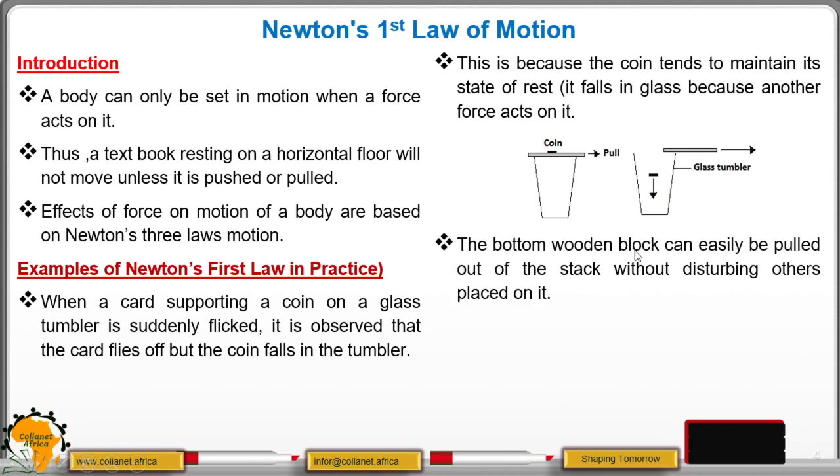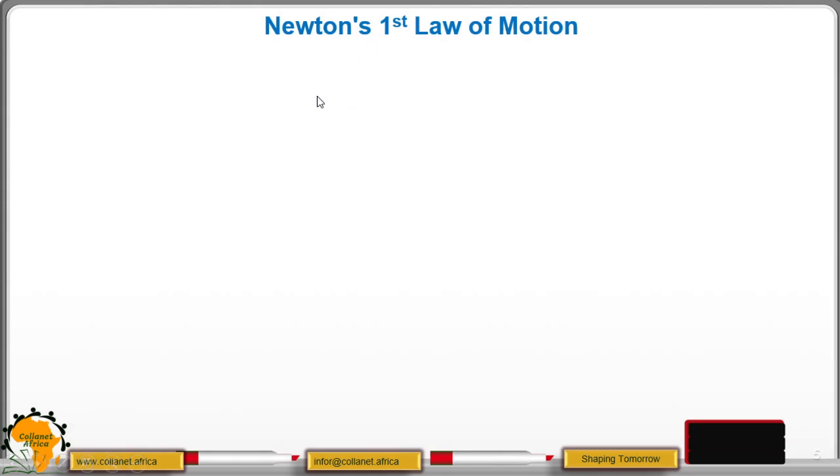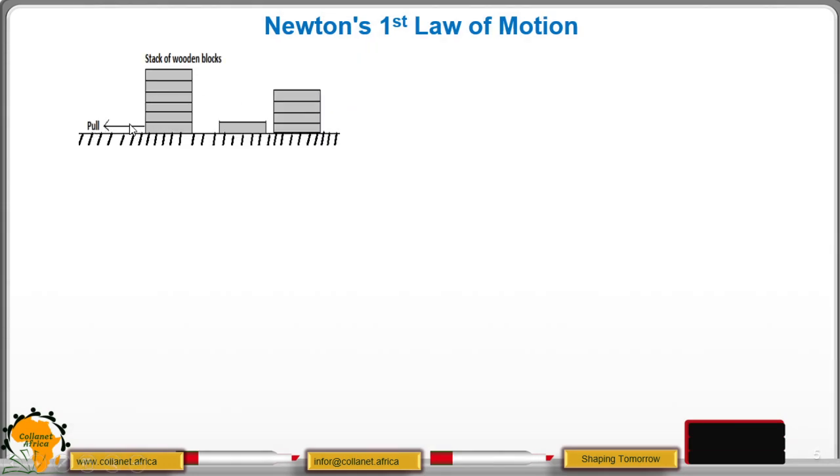Then if you have wooden blocks that are piled, and then you pull the bottom one, you will find that the others will not be disturbed. In other words, the other blocks will remain in a pile undisturbed, except that their position is lowered because of the downward pull of gravity, as shown in this diagram. You have the pull on this lower block, but the others are undisturbed. Because again, as you pull this one, these others resist that change and they want to retain their state of rest.